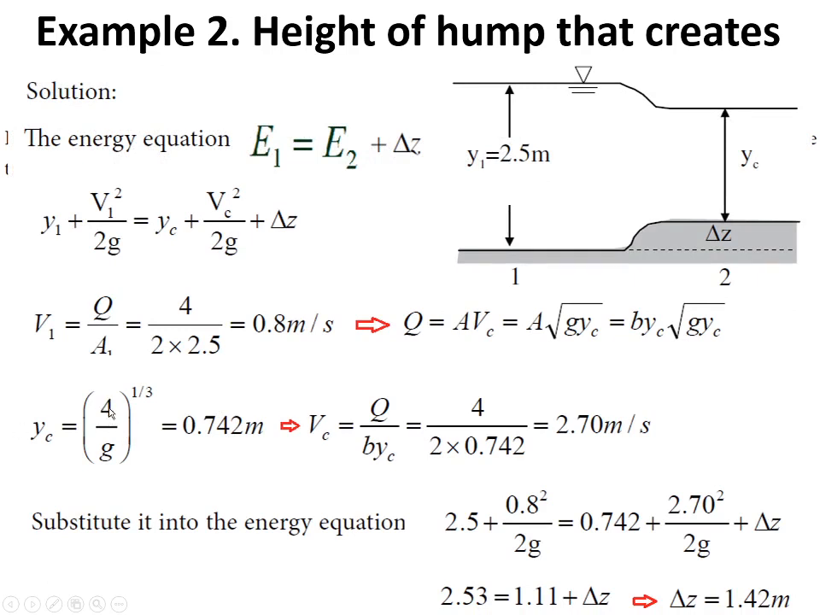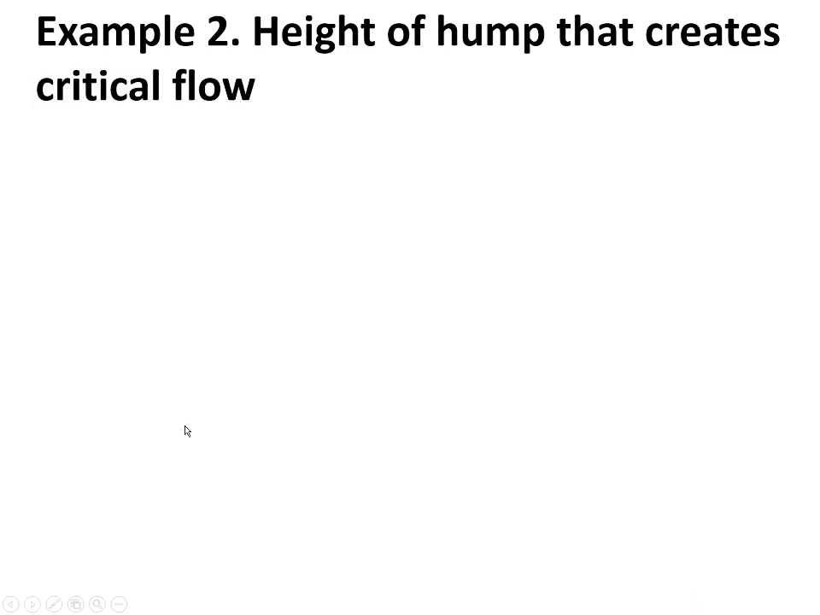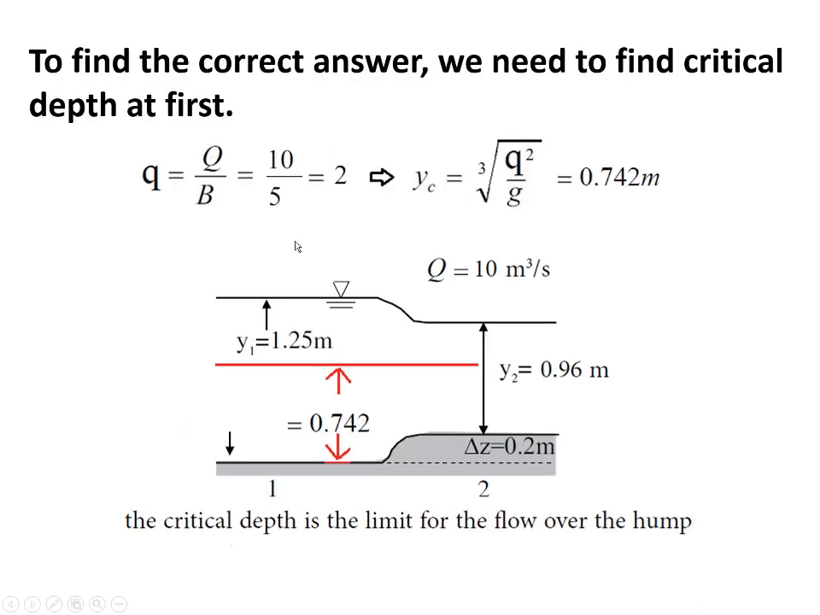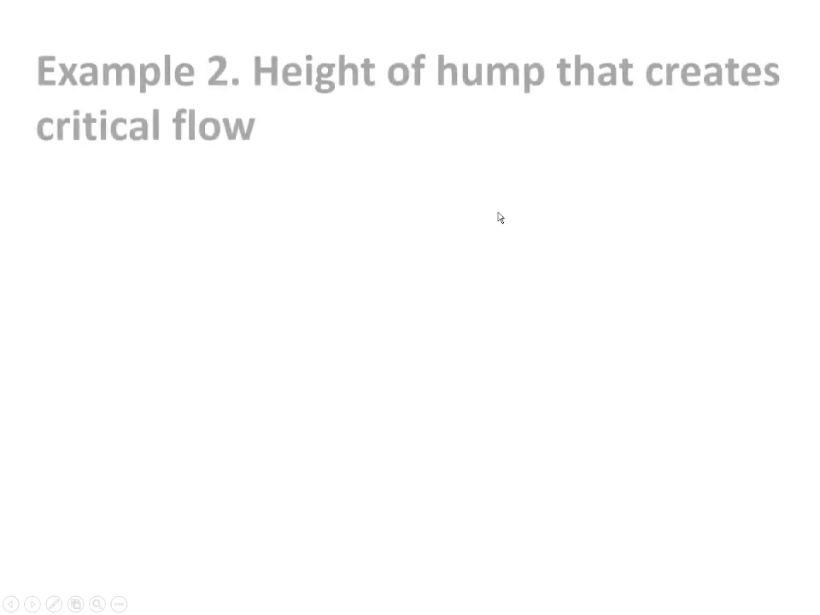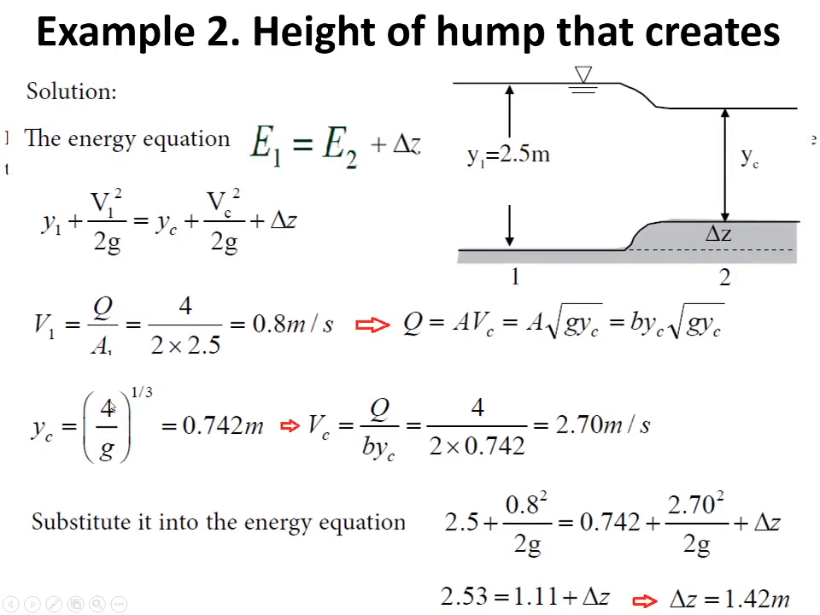Again, in the formula we have q squared over g. You remember this formula? Yes, q is squared. Therefore, I divided 4 by 2 and got 2, then I squared it. Therefore, this term should be 4, and this is why you see 4 here. And this equation gives me the critical depth equal to 0.74.